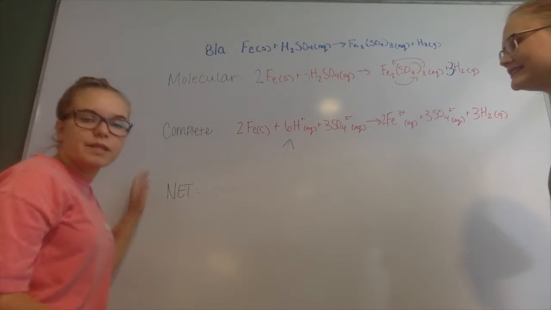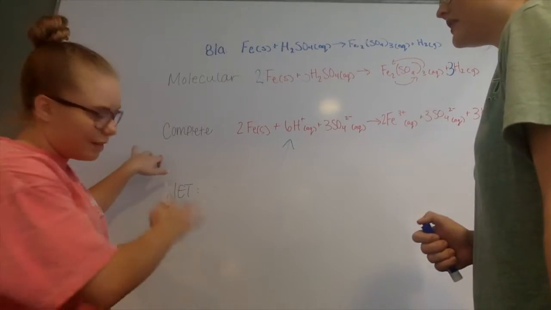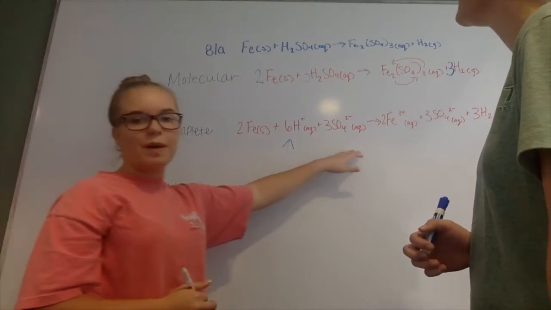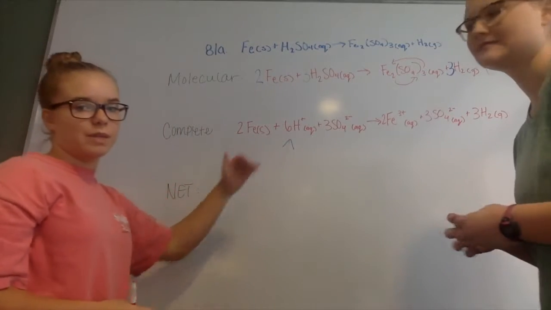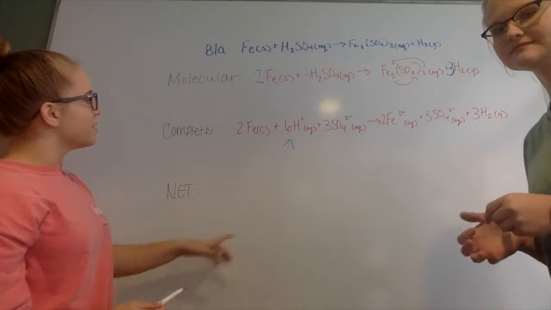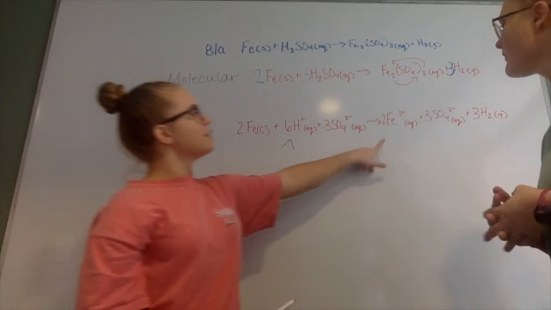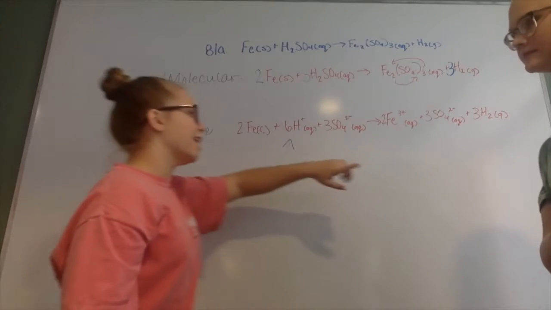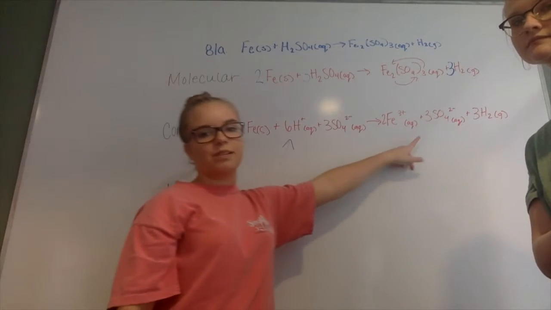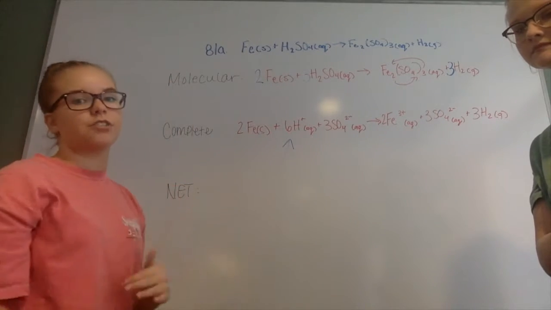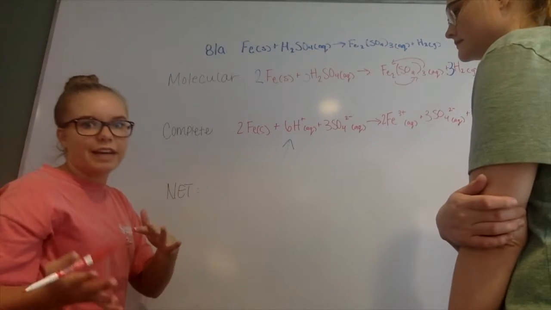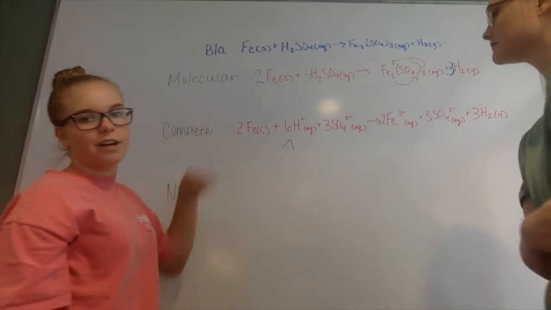The net is the same as the complete ionic equation in this particular instance because all of these are participating in the reaction and none of them are going to be spectator ions. You can see elemental iron is ionizing, the state of the hydrogen is changing, it's reacting, and sulfate's combining to make a new compound. So they're all changing, so they're all active. There's no spectators to take out, so the net is the exact same as the complete ionic.